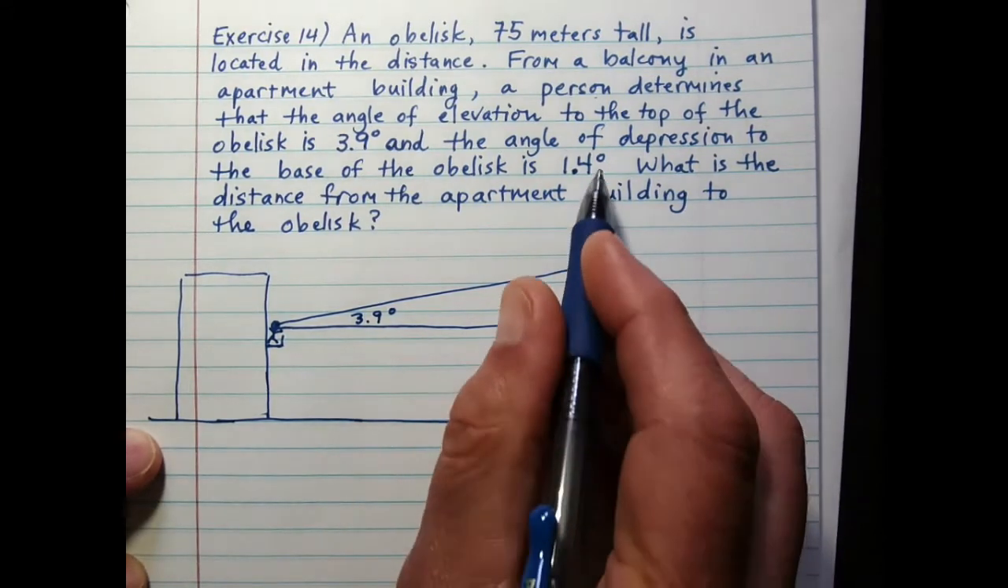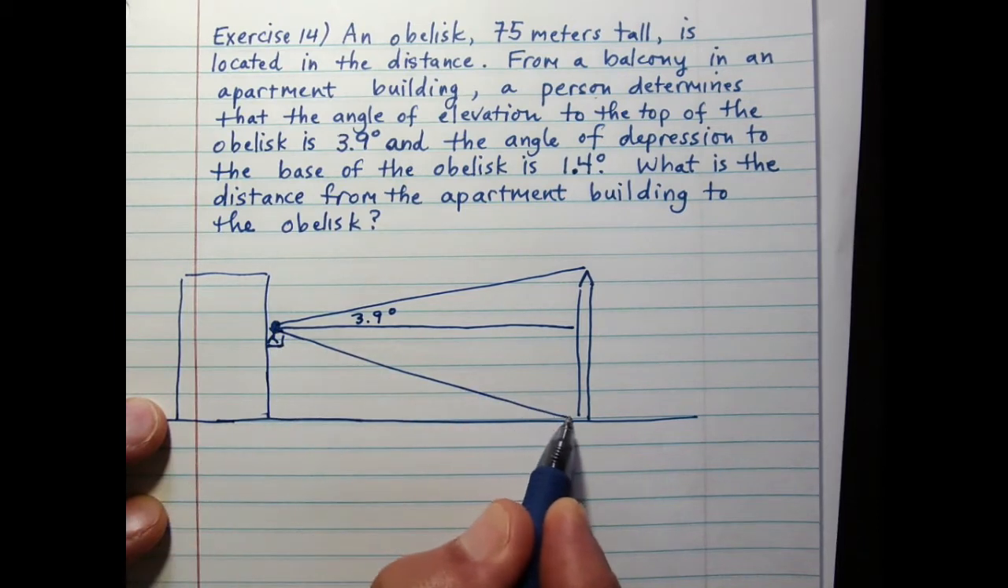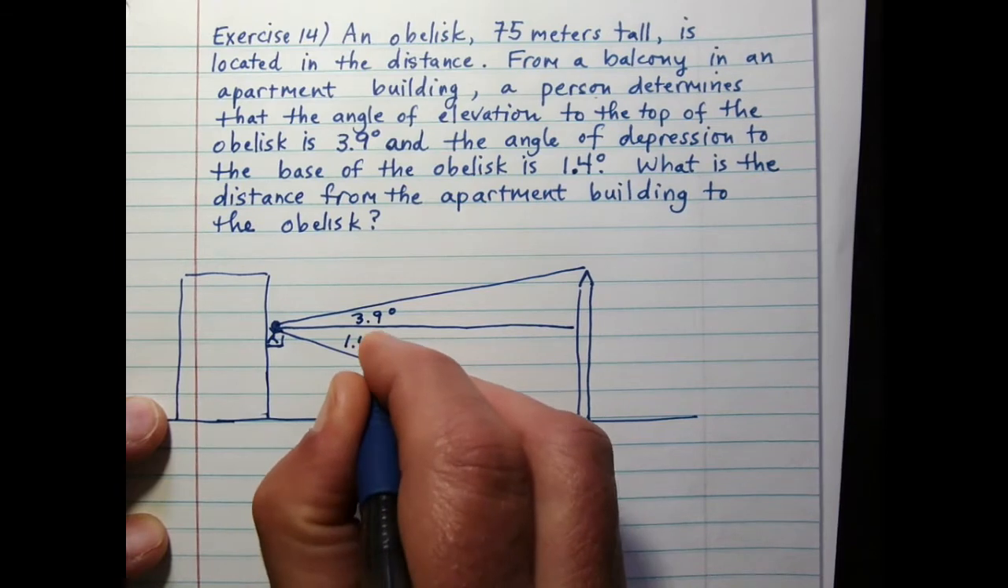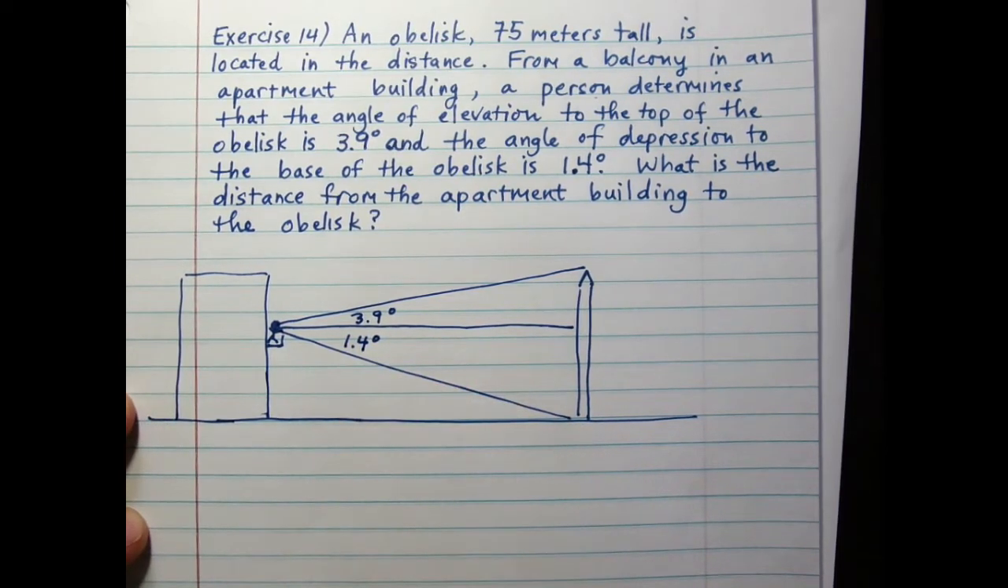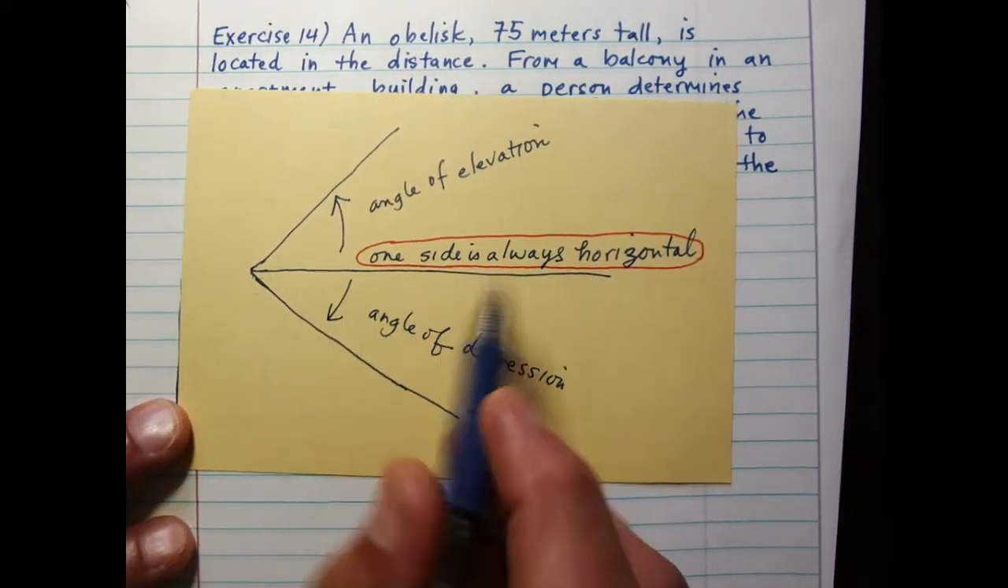And then it's this angle that's 3.9 degrees. Then we're told the angle of depression to the base of the obelisk is 1.4 degrees. I guess I didn't quite draw this to scale; the 1.4 degree angle should look smaller. But again, it's an angle of depression, and it also has to have one side horizontal.